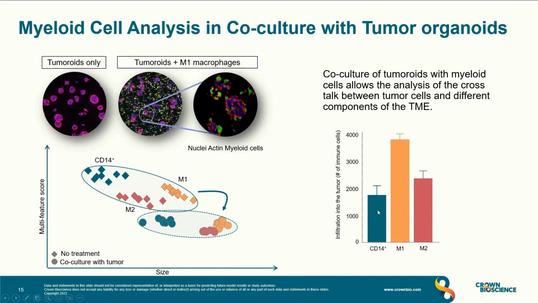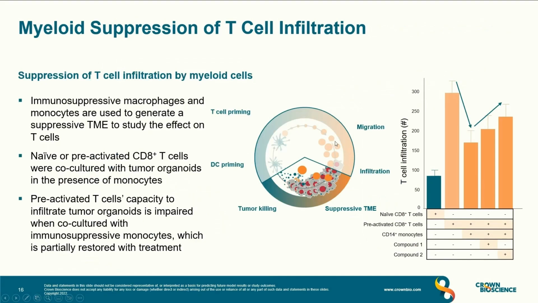In the co-cultures, what you can also see is that this changes depending on whether the cells are close or not to the tumoroid cells. For example, the M1s are infiltrating into the tumor while the monocytes are located more distantly. And this is a final example for the myeloid cells I want to use.